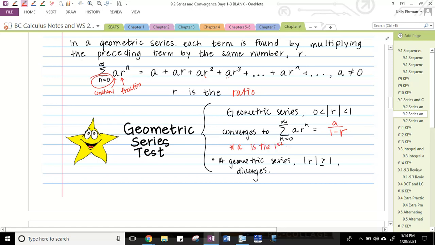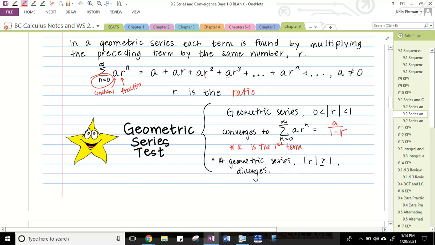And a is the first term. Now that's important because a could be the first term when you plug in 0, or it could be that the series starts at 1 or 2 or whatever. So whatever n the series starts at, you plug that in, and whatever the first term of that series would be is what goes in your numerator.